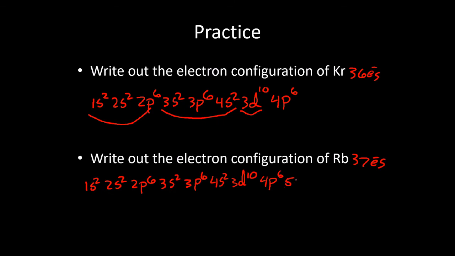5s can hold 2 electrons, but I only have 1 more to give. And so it is 5s1 is how you would finish that configuration. So that is the electron configuration for rubidium, which has 37 electrons in it.